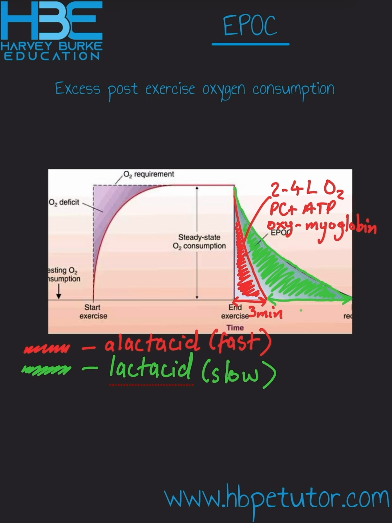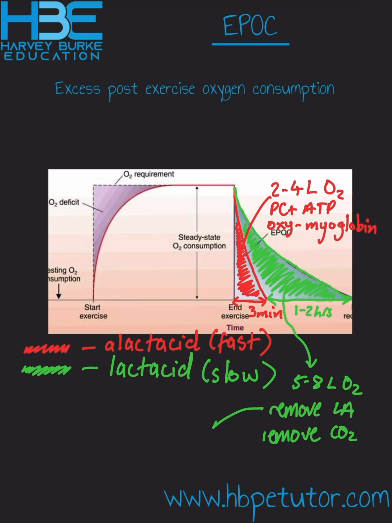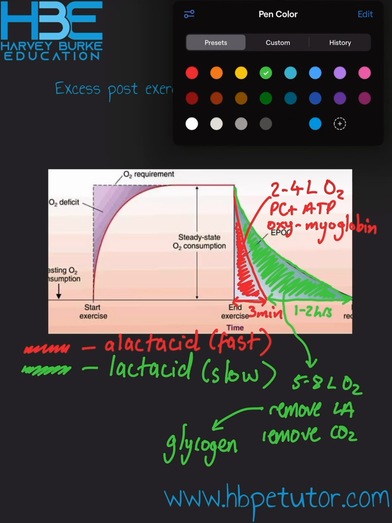And then in the slower stage, in the lactacid stage, this takes around 1 to 2 hours. And this is utilizing an additional 5 to 8 liters of oxygen. And you're using that oxygen mainly to remove lactic acid and also to remove CO2. And finally, some of that lactic acid, you can actually convert that into glycogen. So we say that you replenish your glycogen stores in the lactacid stage as well.